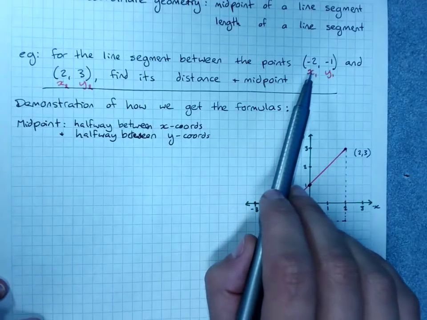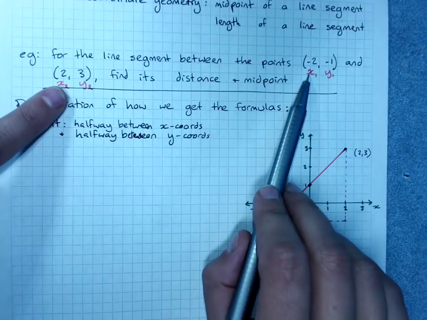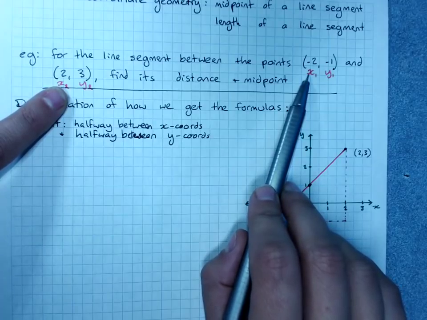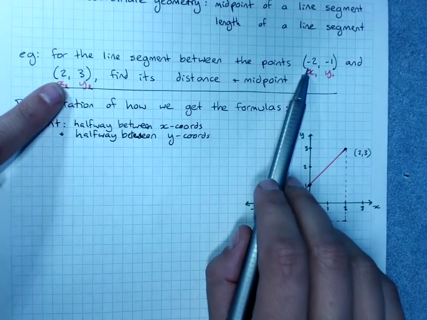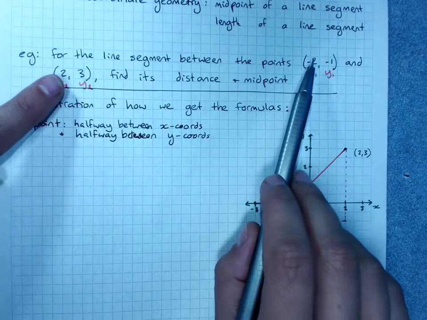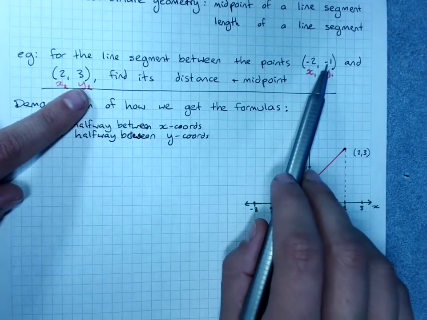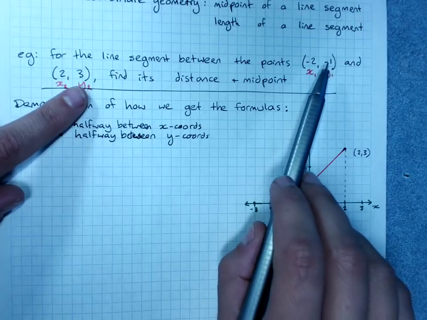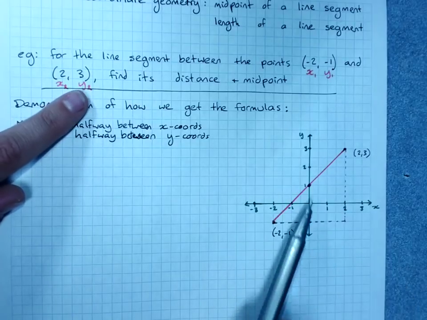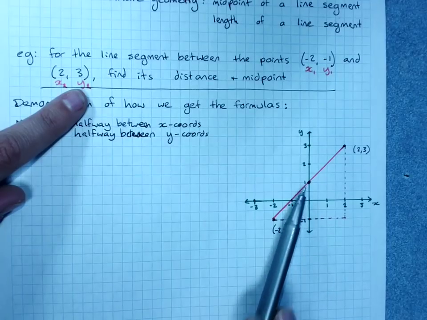If I wanted halfway between x1 and x2, that's actually the average of x1 and x2. Negative 2 plus 2 is 0. Averaged out is 0. Let's check halfway between these. Negative 1 plus 3 is 2. 2 divided by 2, because there's 2 points, gets us to 1. And my coordinate is 0, 1.